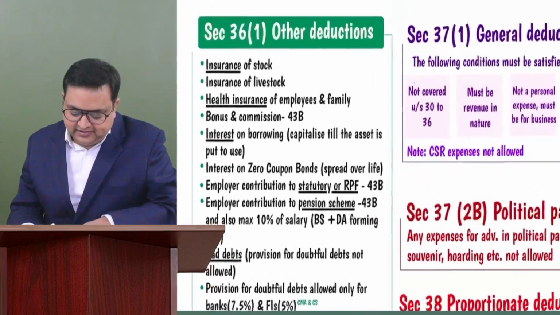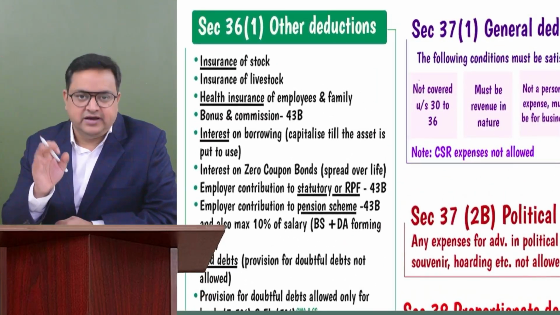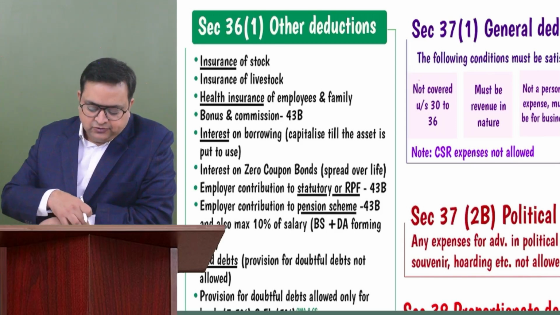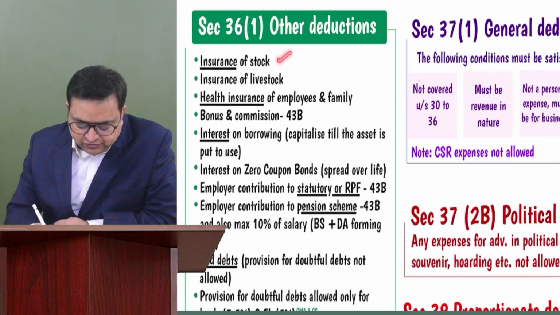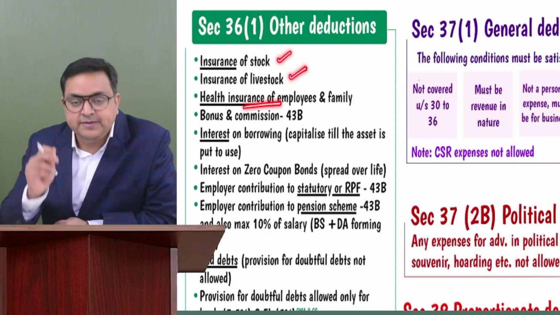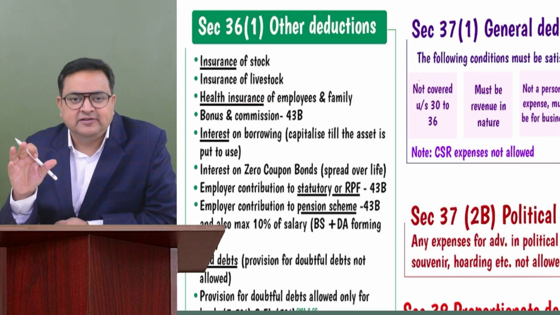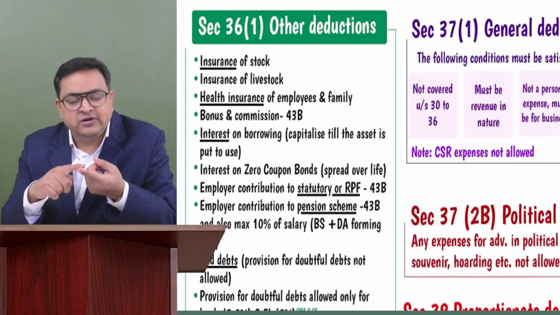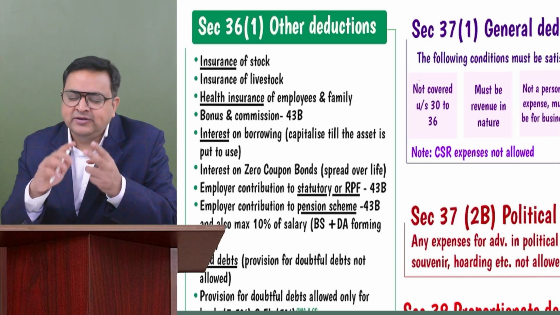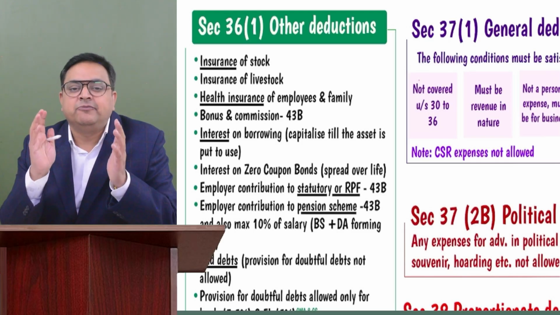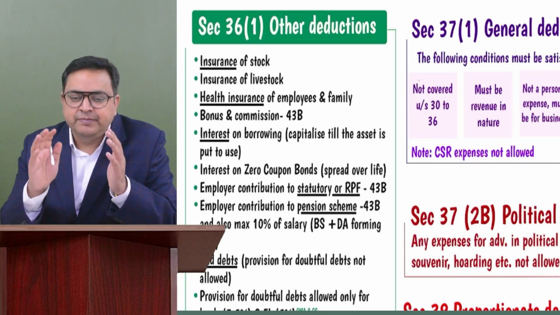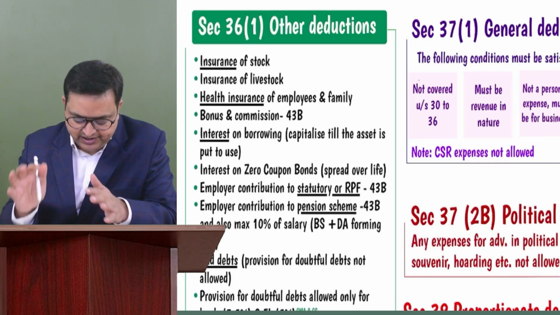Section 36 is related to other deductions. Section 36 has a list of deductions which are allowed. If there is insurance of stock, insurance of livestock, or health insurance of the employees, these are allowable expenses. If the business has incurred expenses like insurance on stock, livestock, or health insurance of the employees or their family members, it is allowed. But for health insurance, please remember, if it is paid in cash, it will not be allowed. It should be paid by any mode other than cash.